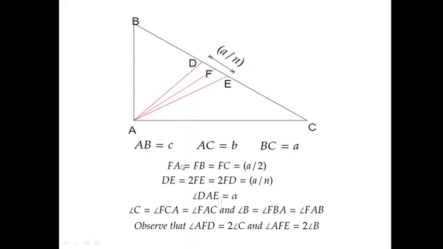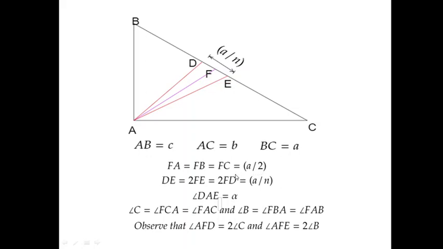Here AB equals c. The length of AB is c, the length of AC is b, and the length of BC is a. FA, FB and FC are all equal to a by 2. Why? Because this is a property of a right angled triangle, that the median's length from the 90-degree angle is equal to half of the hypotenuse. So we have FA equals FB equals FC equals a by 2.